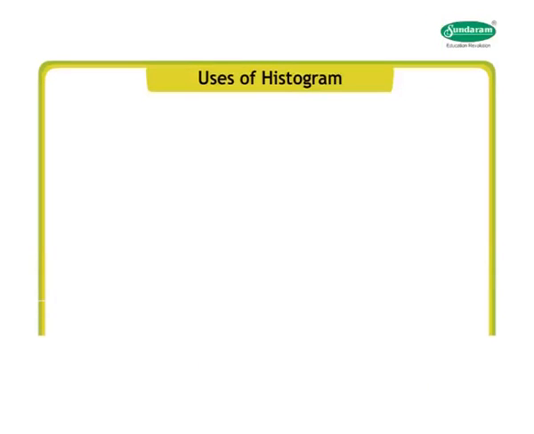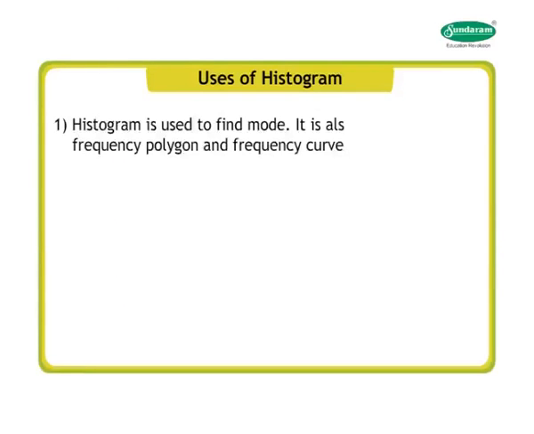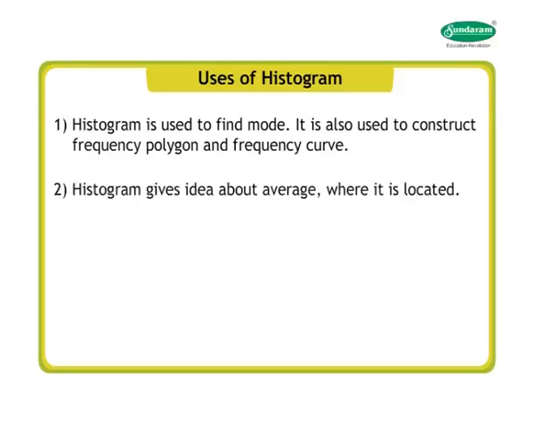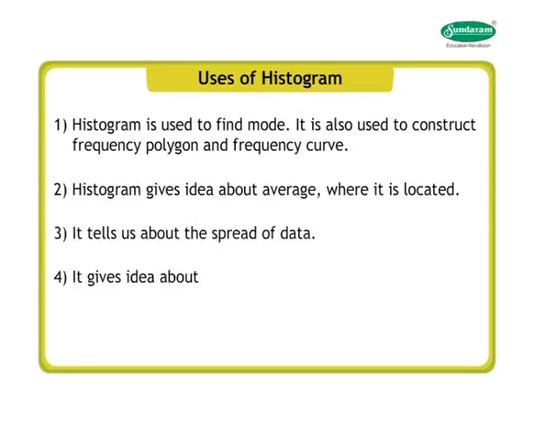Friends, do you know what are the uses of histogram? Let's see. Number 1. Histogram is used to find mode. It is also used to construct frequency polygon and frequency curve. Number 2. Histogram gives idea about average where it is located. Number 3. It tells us about the spread of data. Number 4. It gives idea about the symmetry of frequency distribution.